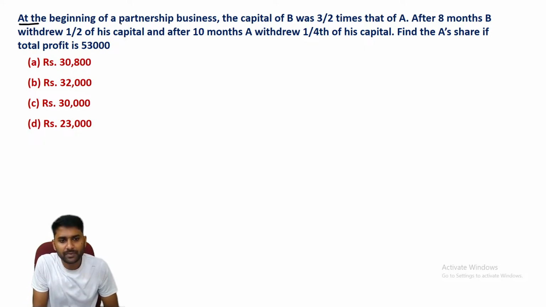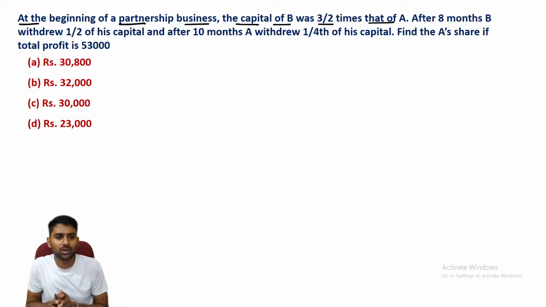Information: at the beginning of a partnership in a business, the capital of B was 3 by 2 times of A. After 8 months, B withdrew half of the capital. After 10 months, A withdrew one fourth of the capital. The total profit is 53,000, and the question is what is A's share in the total profit.